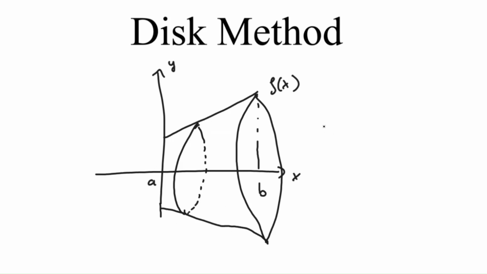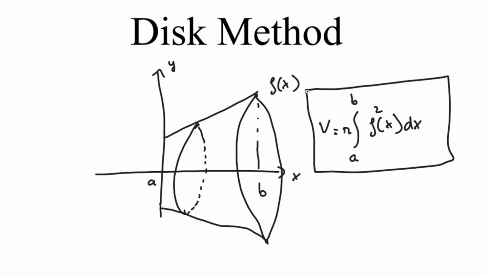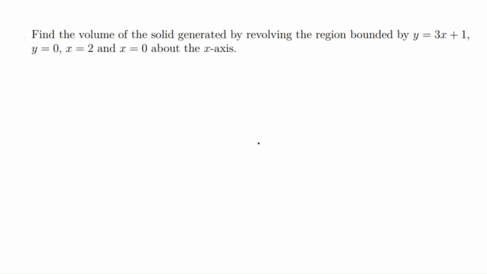The volume of it is given by this formula: the volume equals pi times the integral from A to B of f of x squared dx. So this is the formula we're going to use. Let's do some math together.